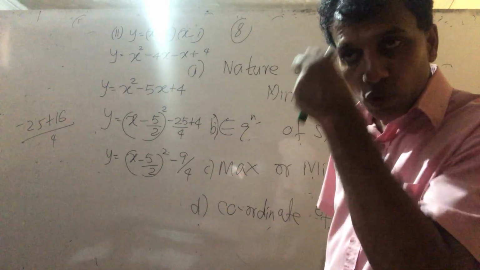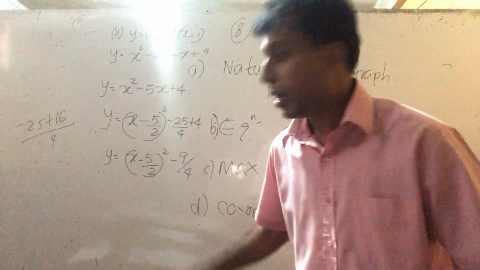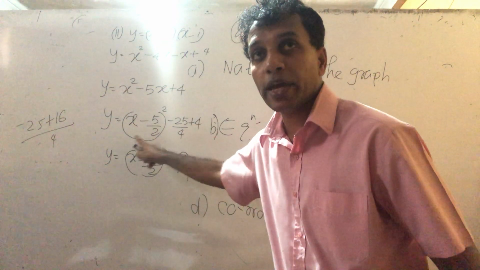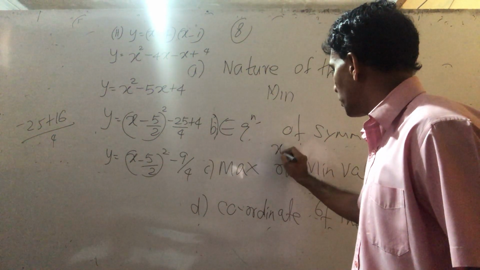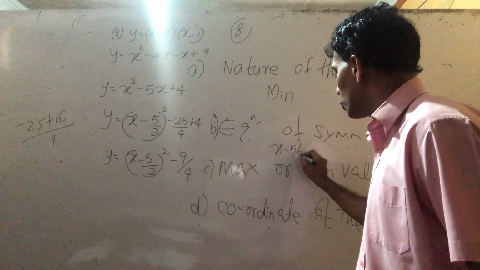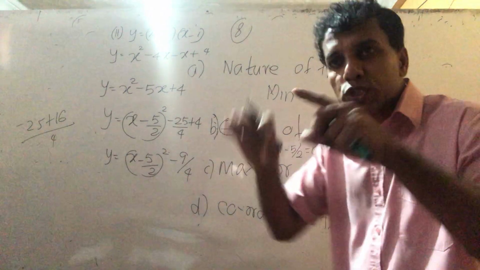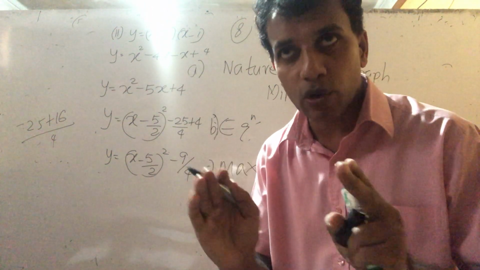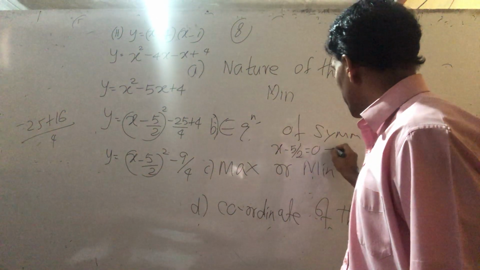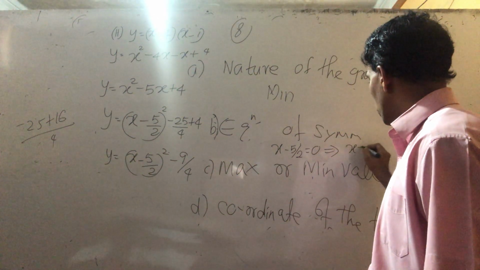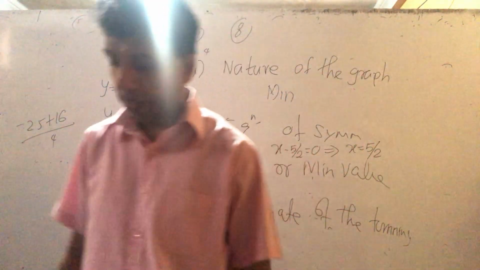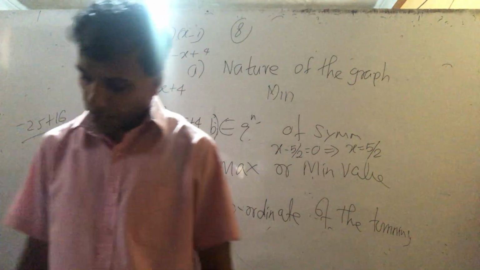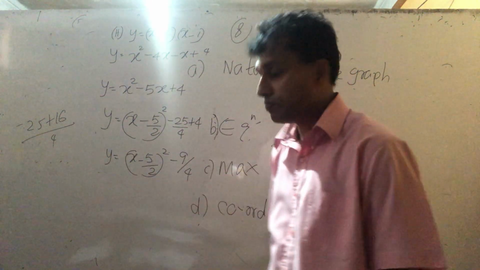What is the symmetric equation? How to find it? Make this bracket equal to 0. So x minus 5 over 2 equals 0. No need for the square, the bracket only is enough. So therefore what is x? 5 over 2, or 2.5, right? The symmetric equation is x equals 2.5.